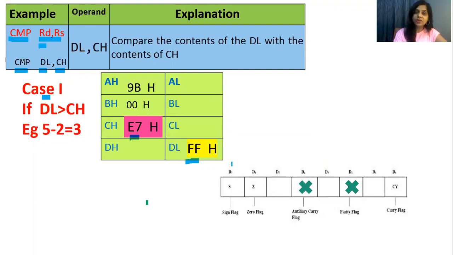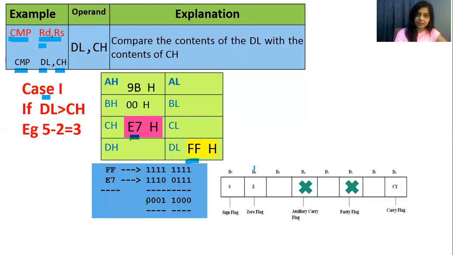So what is the difference between the subtract instruction and the compare instruction? In the subtract instruction, it will subtract and then the result will get back into the destination register or destination operand, whatever it is. But in the compare instruction, it will only perform the subtraction and it will not change the contents of the destination register, but it will only change the flags. So only the sign flag, zero flag and carry flag are our interested flags. So we are going to ignore the other flags.